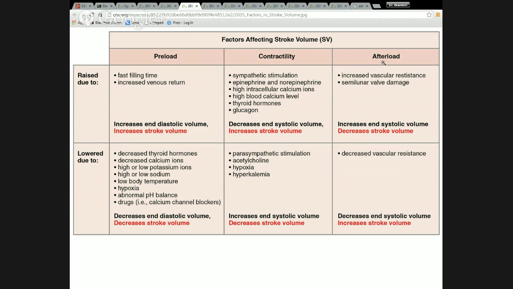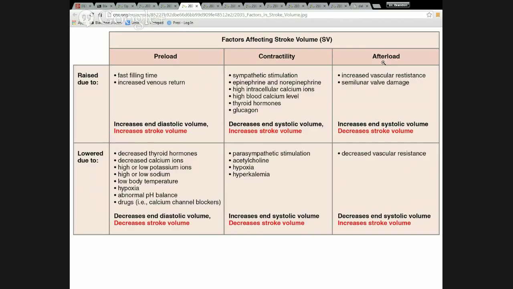The third thing here, afterload, isn't really something that we control so much. It's essentially just the blood pressure in the system. The ventricle has to contract and generate enough pressure to push through the semilunar valve. And if the pressure on the backside of that valve is too high, then the ventricle has to contract more and more to overcome and open up that valve.